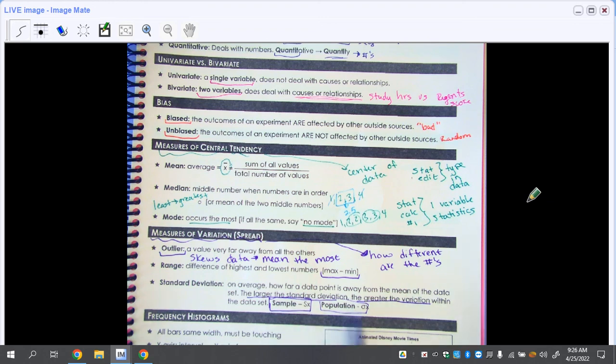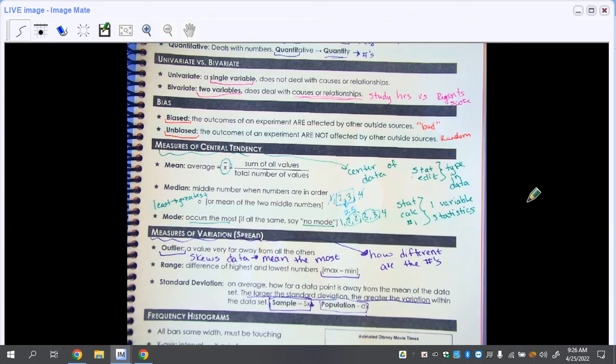I put these symbols in here because those are the ones in your calculator. So sample standard deviation is your Sx. Population standard deviation is your theta or your omega x. Sample is the one that is used more often, especially in Algebra 1. We will start seeing the population a little bit more at this point in time in Algebra 2.